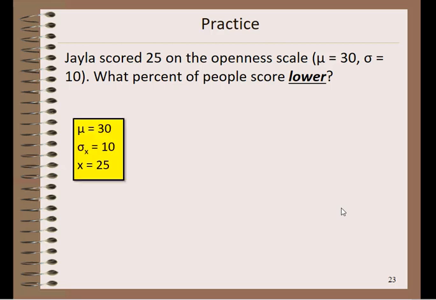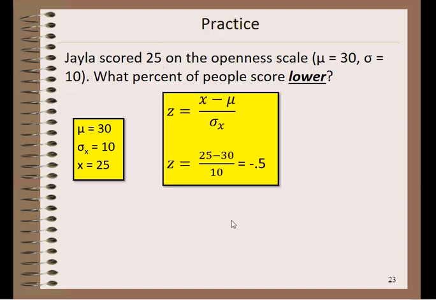Okay, so the first thing we want to do is pull out the information that has to do with the X, the 25, that's what the person scored, the center of the distribution, and the standard deviation. You should write that in a little box below the question. And then you want to write out your z-score formula in the symbolic form and then plug in those values. Believe me, you're a lot less likely to make an error.